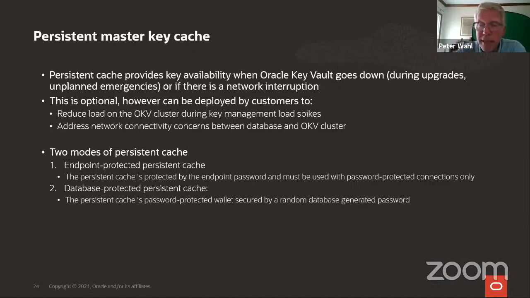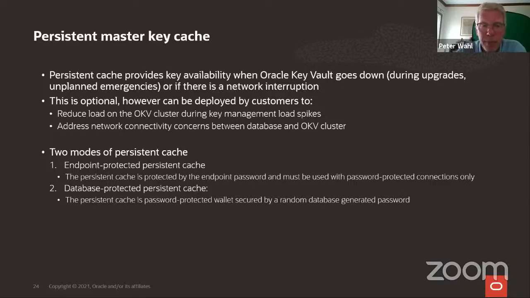There are 2 modes of an encrypted password of a persistent cache. It either takes the same password that you use when you install the OKV client, or it can be protected by a randomly generated password of the database. The database generates a random password and applies this to the persistent cache. Of course, when your database goes down, the persistent cache needs to be rebuilt, but the use case of the persistent cache is not to cover database bounces. The use case is to cover key vault bounces. So whenever your key vault bounces, that persistent cache is not in question, right?